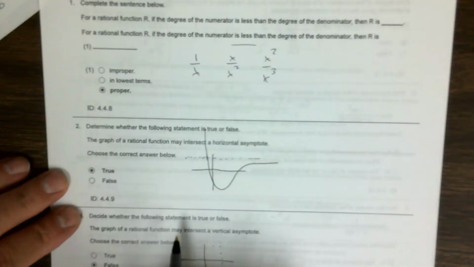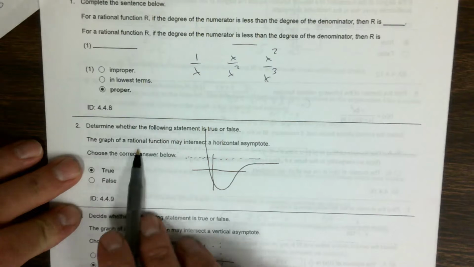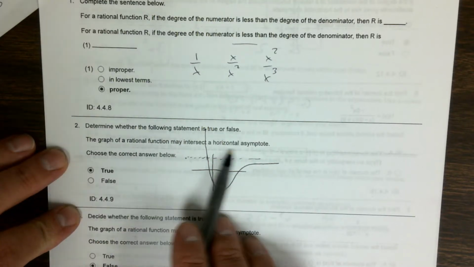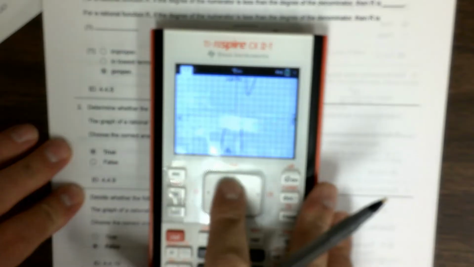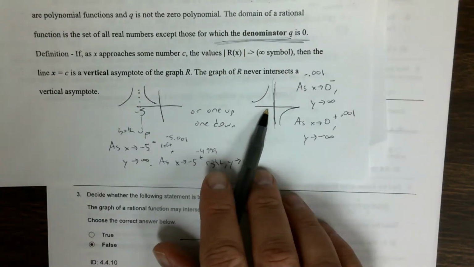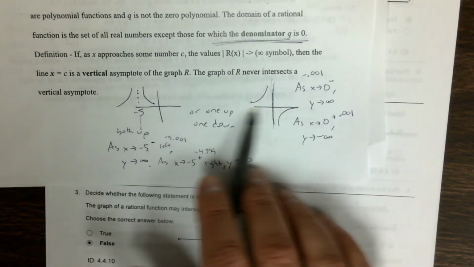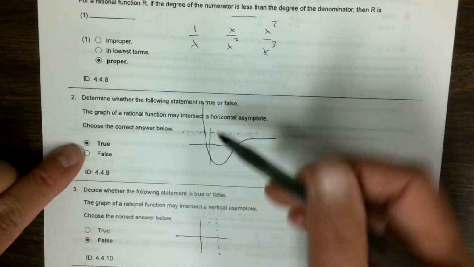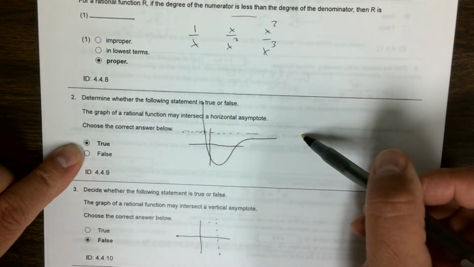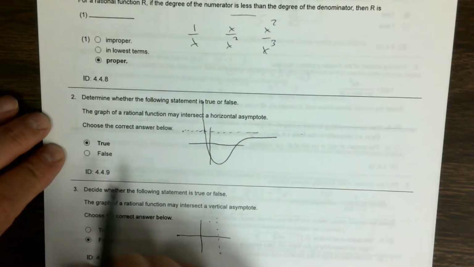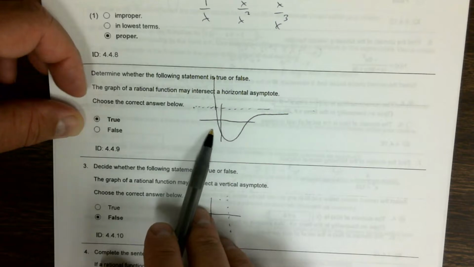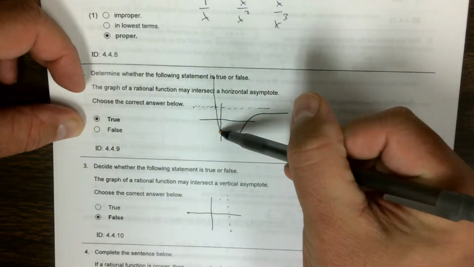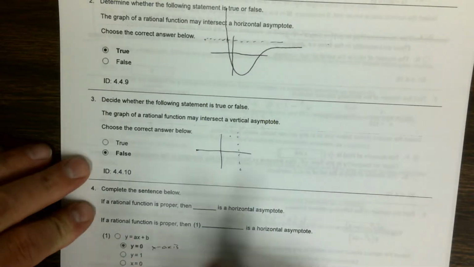On the next part, the graph of a rational function may intersect a horizontal asymptote. You might think that's false because of what we've seen. Like earlier when we graphed some, like this, for example, it's not crossing the x-axis. But you could have a type of graph that I've seen that goes down and then it has an asymptote on just one side. So that is going to be a true statement. I know that y'all wouldn't know that without me telling you. That's why I'm telling you. So it is possible to intersect the horizontal. It's not possible to intersect the vertical.